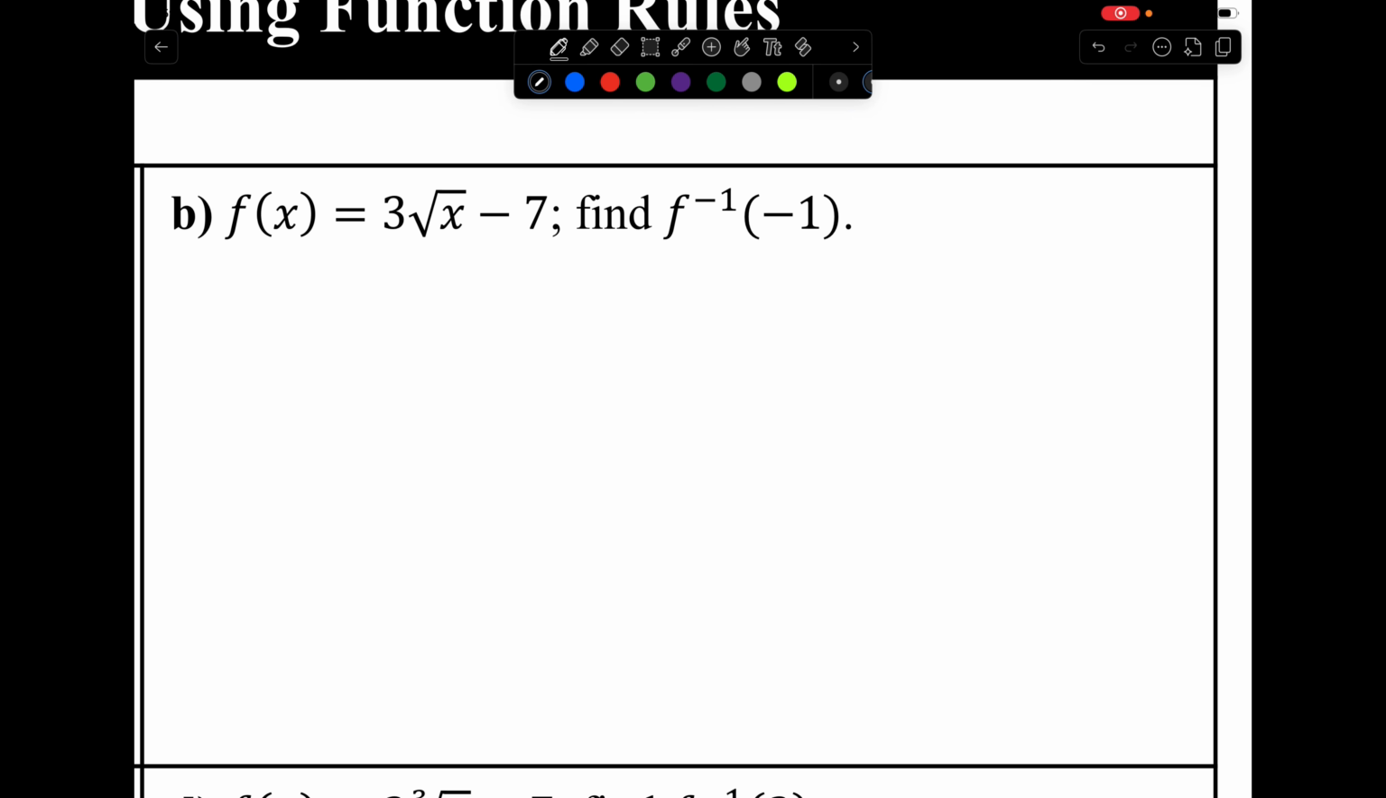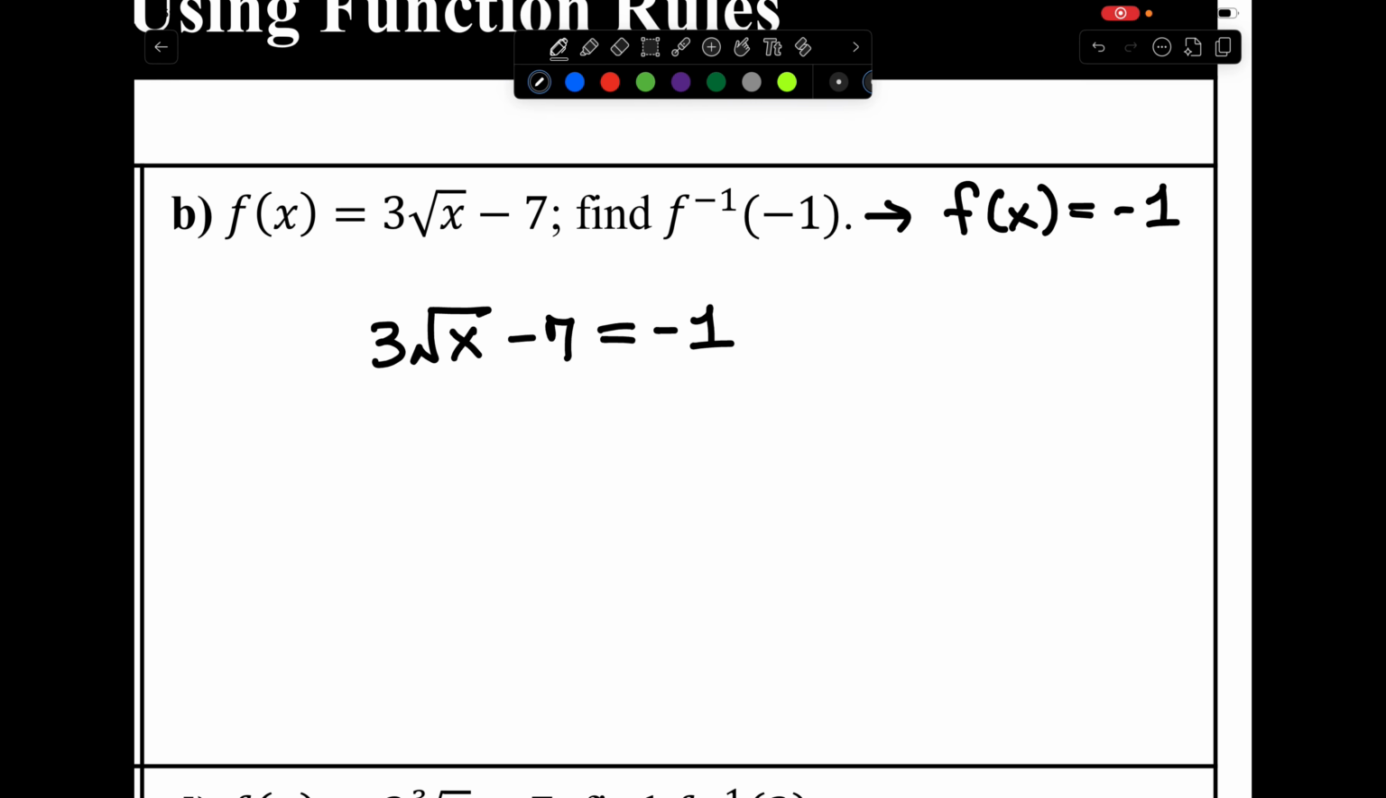For this example, again, the idea is the same. Since f of x is now defined as 3 times the square root of x minus 7, to find the value of the inverse of f at -1, that's the same question as determining when f of x equals -1. So we're going to simply set up an equation. 3 times the square root of x minus 7 is going to be set to that value of -1. So again, we're switching the x and the y.